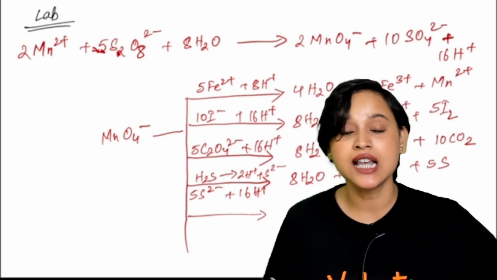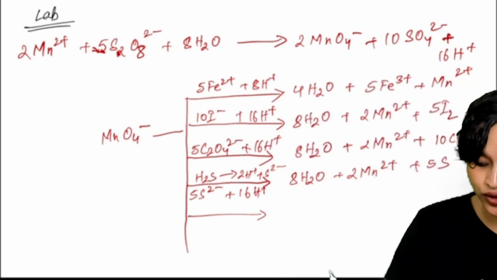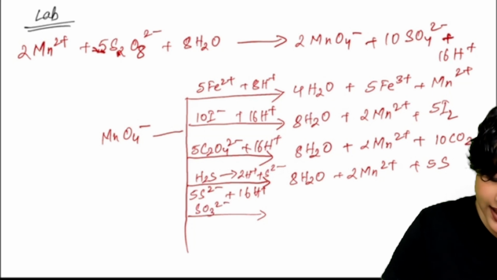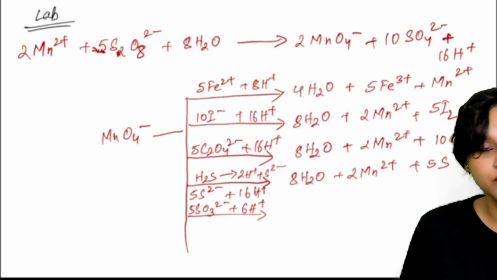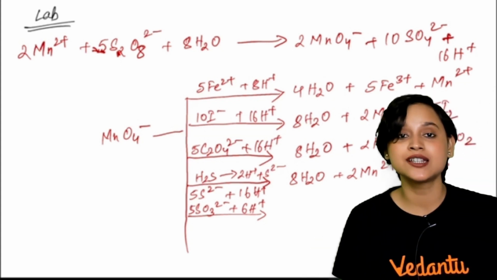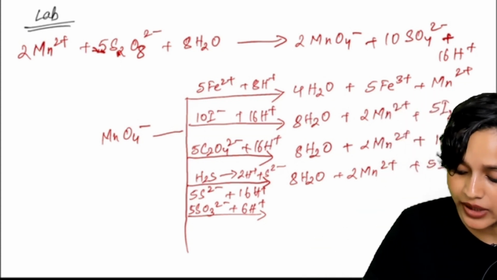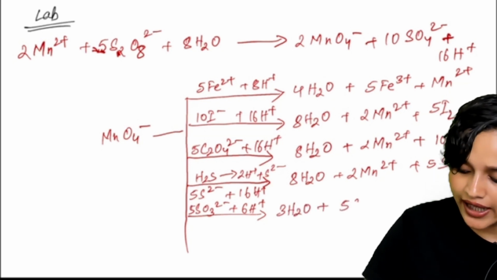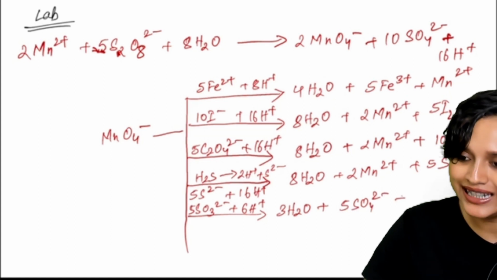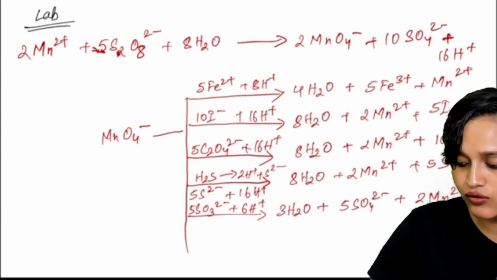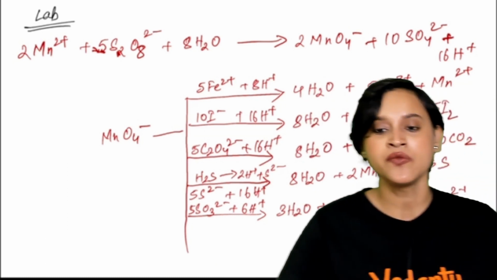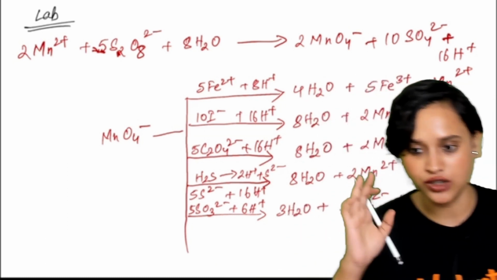Now what are we going to take? Let's take sulfurous acid to sulfuric acid. We want to take sulfurous acid, that is 5SO3²⁻, plus 6H⁺. The moment you see 6H⁺, what should come to your mind? It will be half of it, that means 3H2O, plus 5SO4²⁻ plus 2Mn2+. So Mn2+ is common everywhere. Can you see it, everyone? I believe that you are able to learn it.